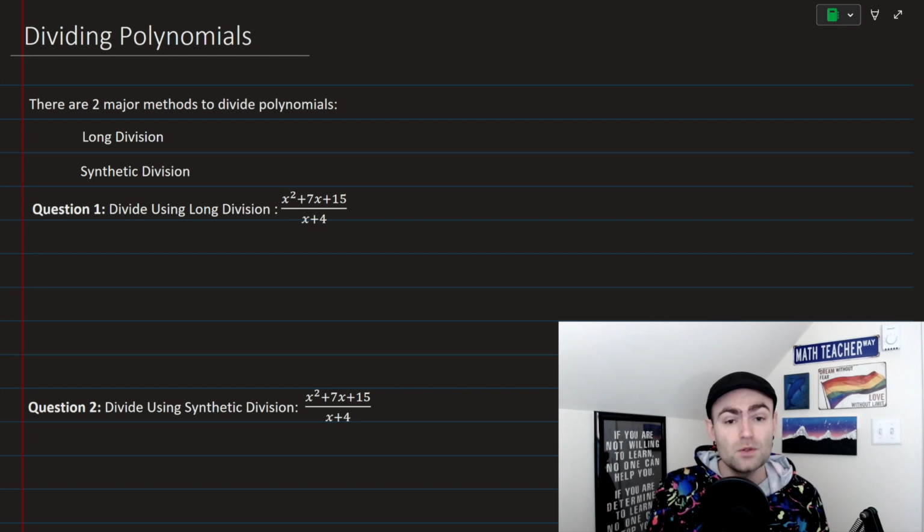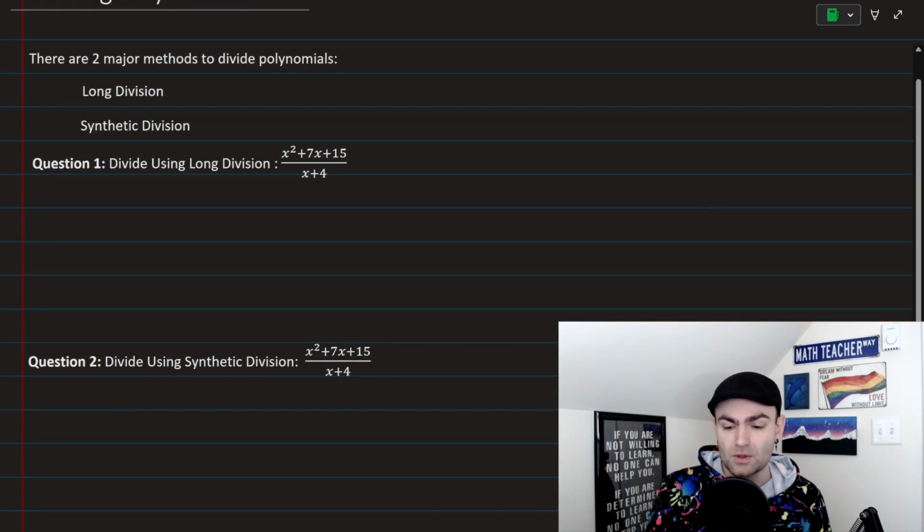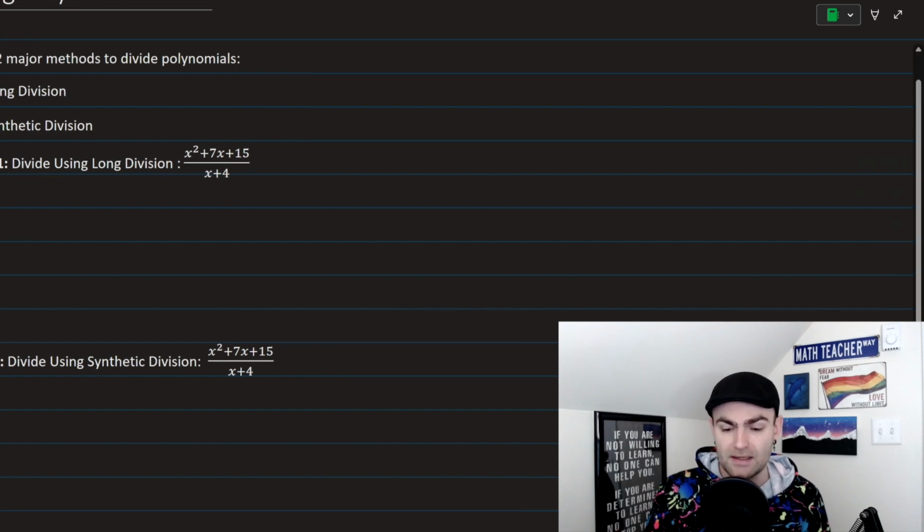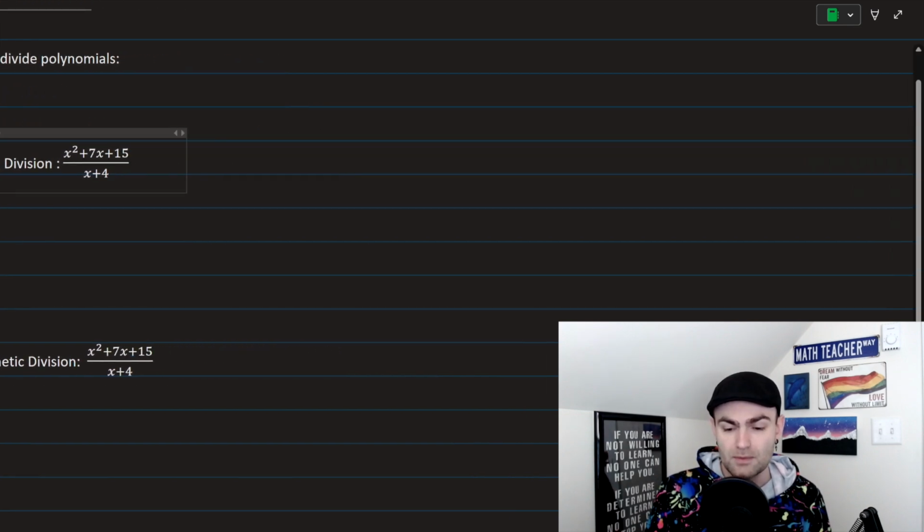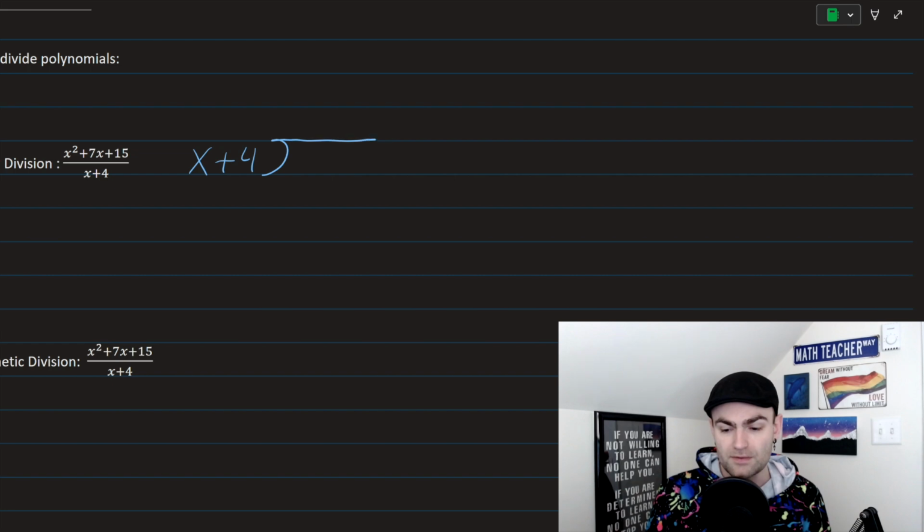So long division works very similarly to long division with numbers. We're going to set it up in a very, very similar way as well. So what I'm going to do is take my division here, and write what I'm dividing by on the outside. So x plus 4. I'm going to make our division symbol. And then inside, we're going to put what we are dividing, which is x squared plus 7x plus 15.